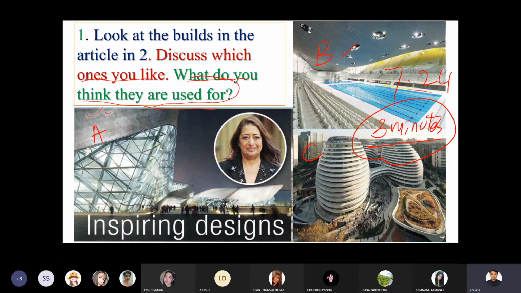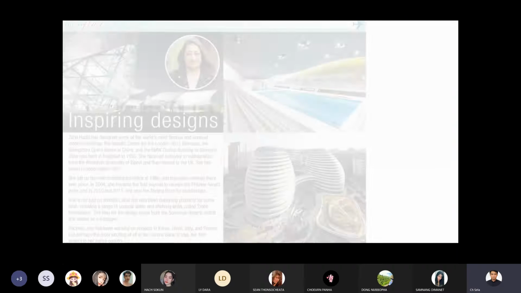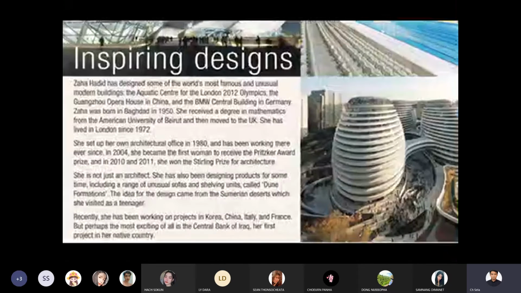How about the design? Do you think this design is amazing or not? For the three buildings here? Yes. Yeah, sure. Right. So you can look at the lady. The lady here is the designer, the one who designed all these three buildings. Do you want to learn about her? Who she is? Okay, now we go together. All right.